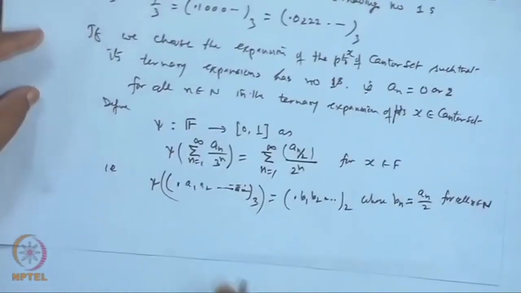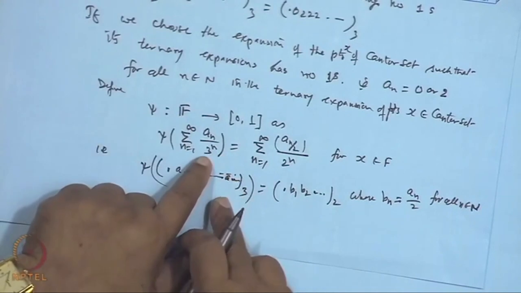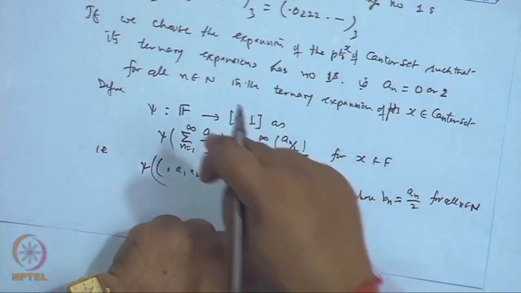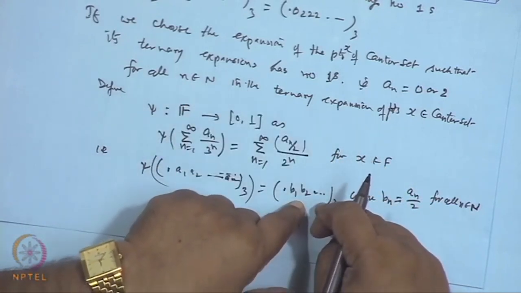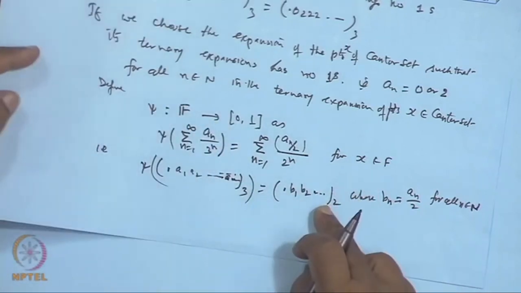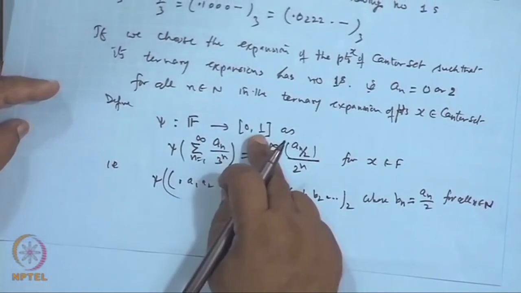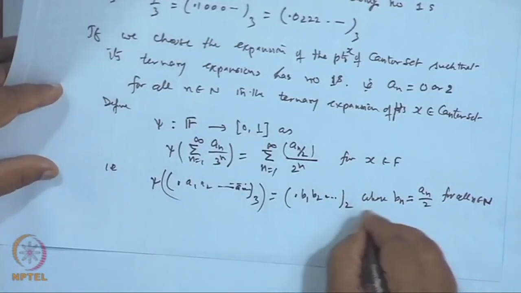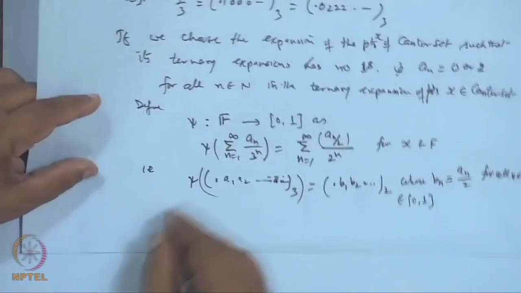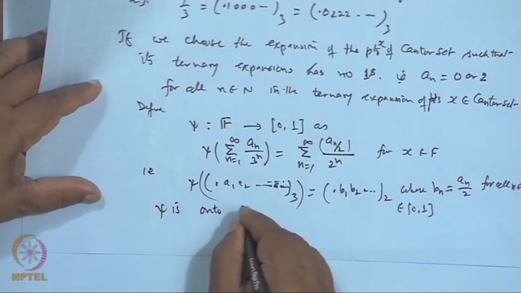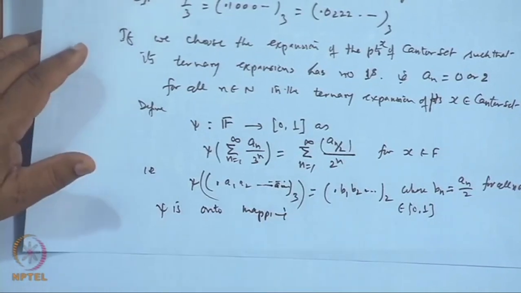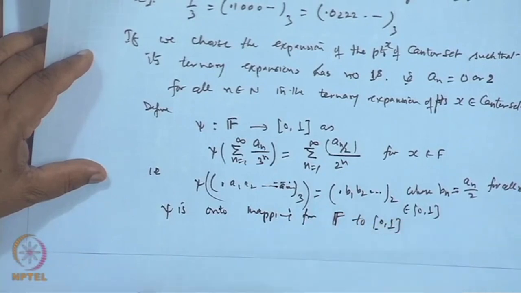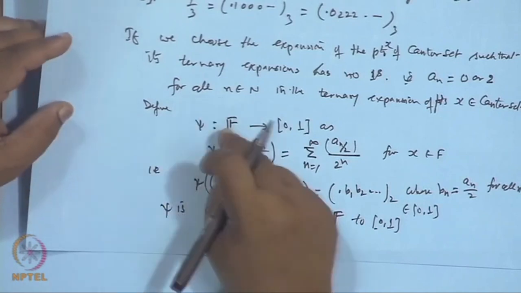So each point I am picking up from here, writing down its ternary expansion, and then taking the image as the binary expansion of the same digits. This binary expansion will also be a point in [0, 1]. So each point in F will have a point in [0, 1]. So this psi is an onto mapping from F to [0, 1].